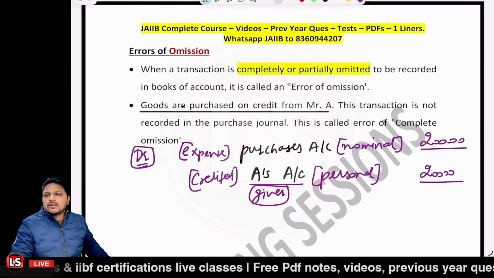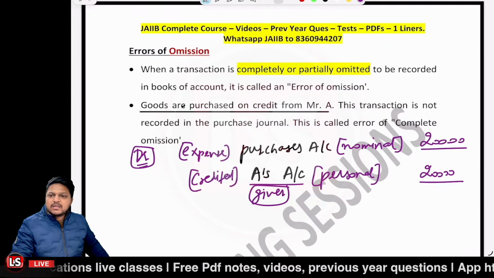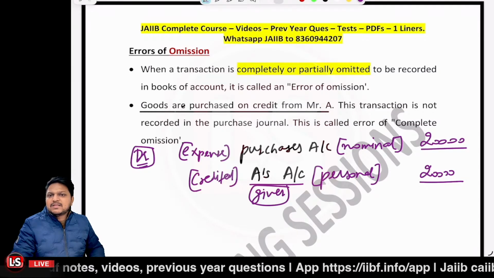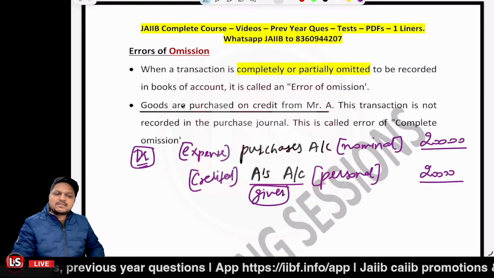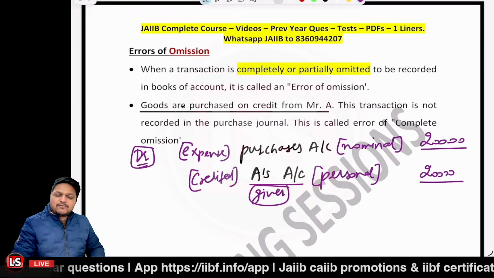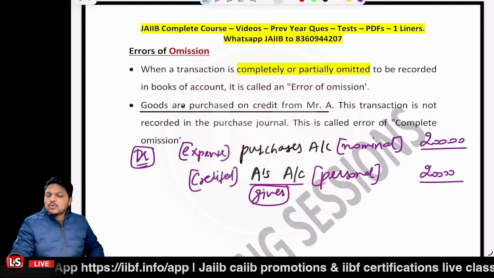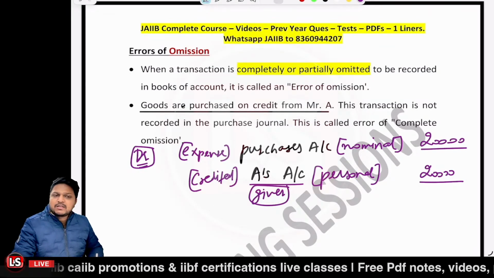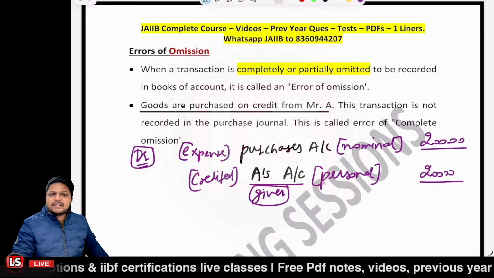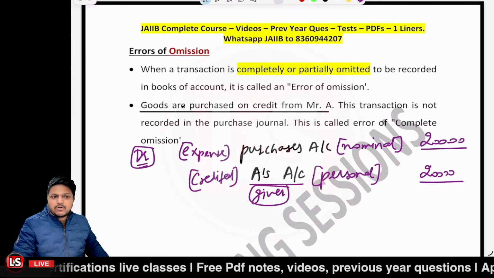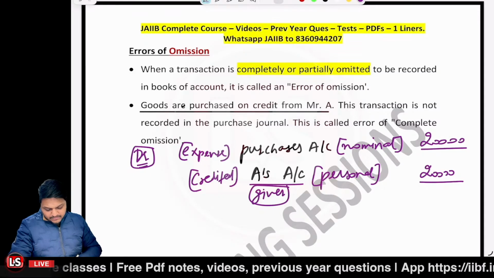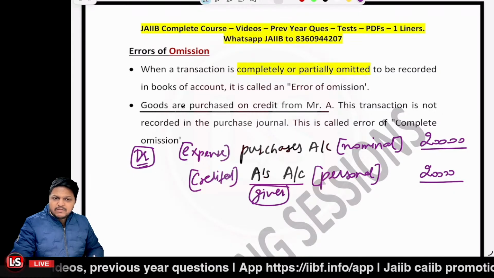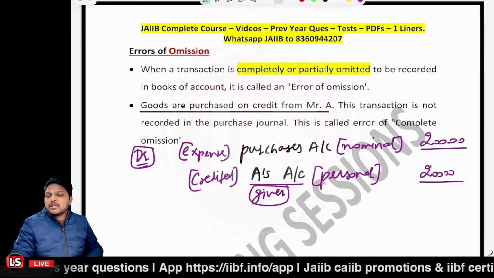Now, if we forgot to record this transaction, is it going to impact the trial balance? Answer is no. It won't cause any issues to the trial balance because we have not recorded the debit side, and we have not recorded the credit side. Is that clear? If the entire entry is not recorded, then no issues.